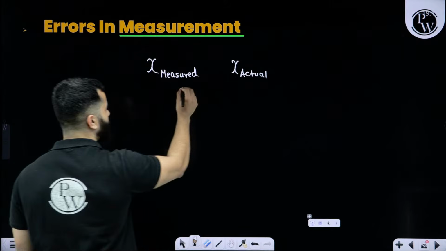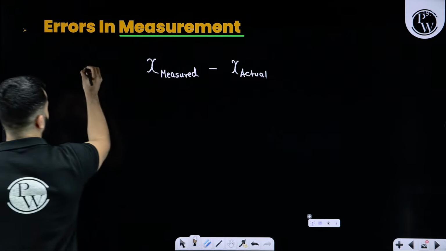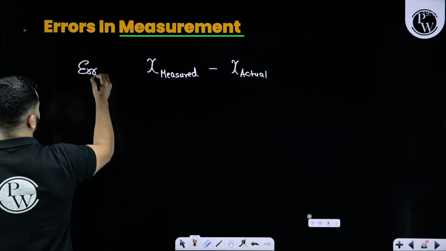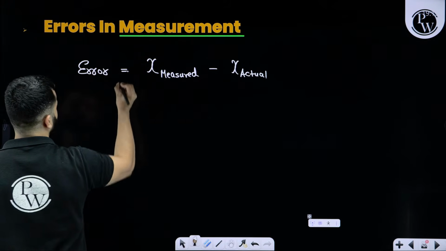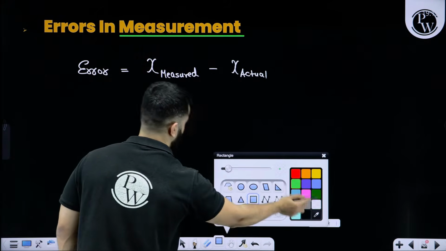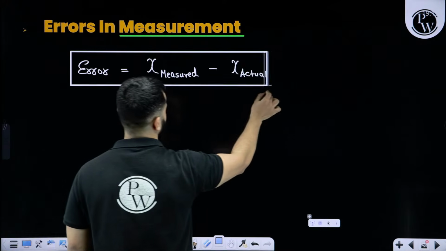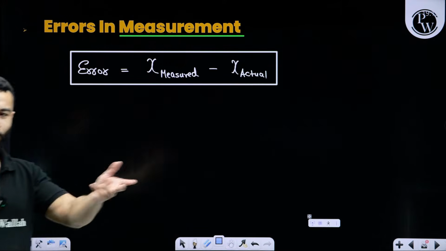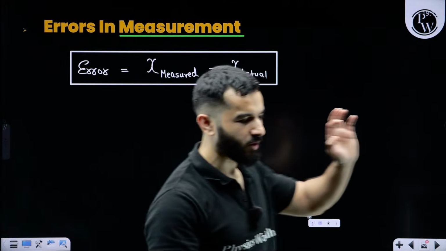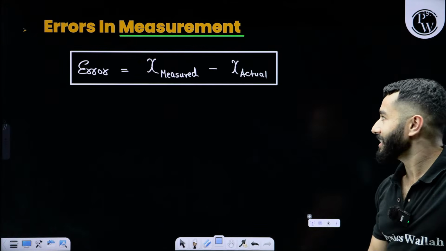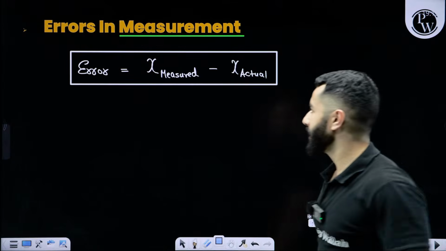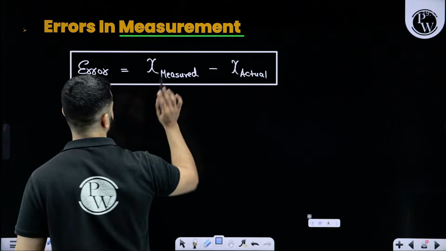The difference between these two will be called as error. Sometimes you might say actual minus measured or measured minus actual, right? This will be called as error in the measurement.